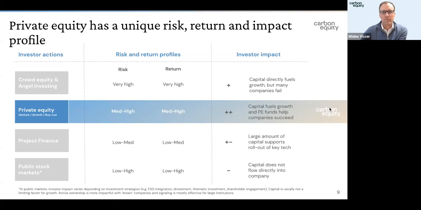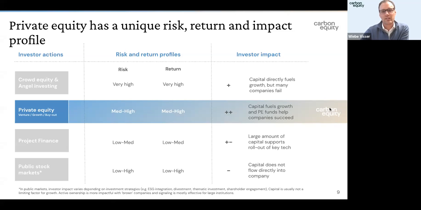Other opportunities that you could have is, for example, investing in solar plants, also through crowdfunding, more infrastructure type of investments. Those are lower risk, lower return, could be impactful, again, if you pick the right ones. If you look at the risk return profile of public investing, if you invest in ETF trackers, then it can be very low risk. Returns depend very much on how good you are in picking the right stocks, but your capital doesn't flow into the company. So you buy shares from a selling shareholder.